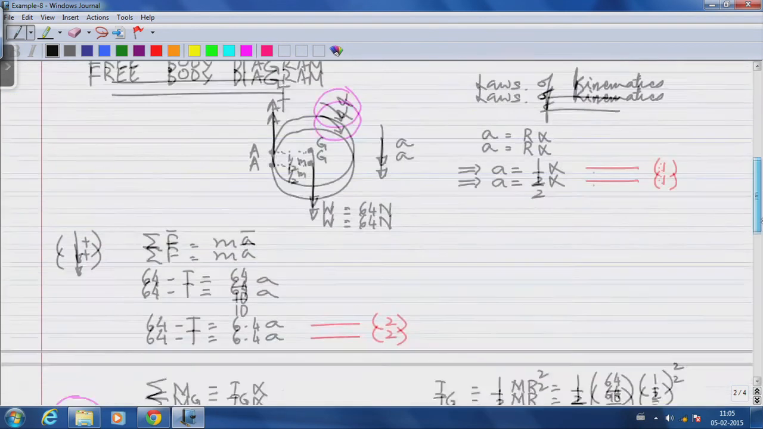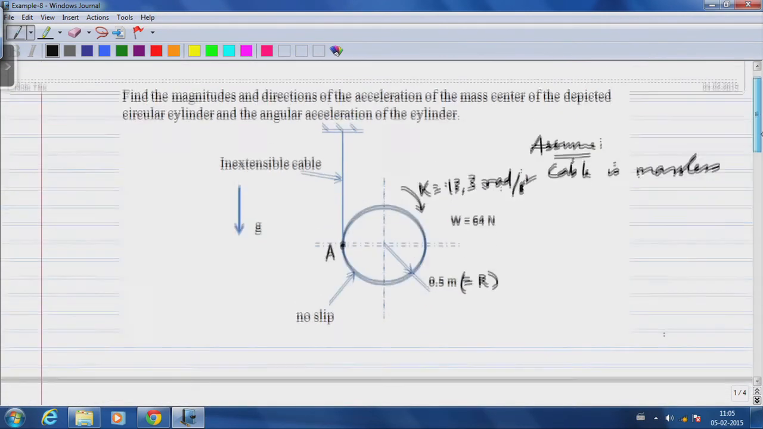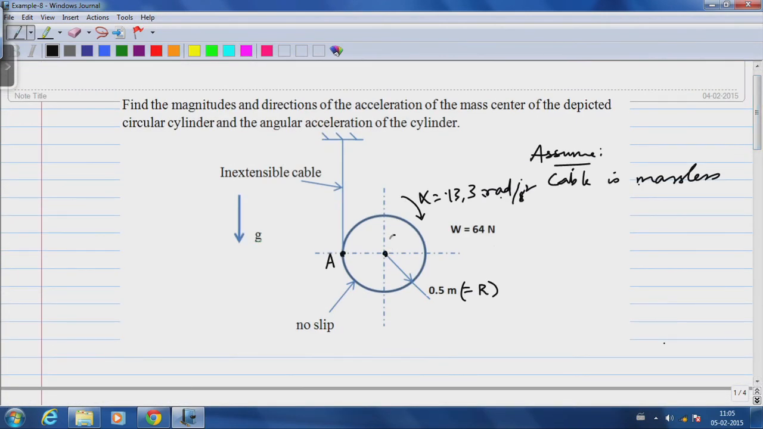Okay. I hope this problem illustrated the use of both laws of motion in a dynamical way in a simple one body system. Now, I do want to reiterate this once more, that Euler's laws of motion say sum of forces is mass times acceleration, and sum of moments about the center of mass is the moment of inertia about the center of mass times the angular acceleration.